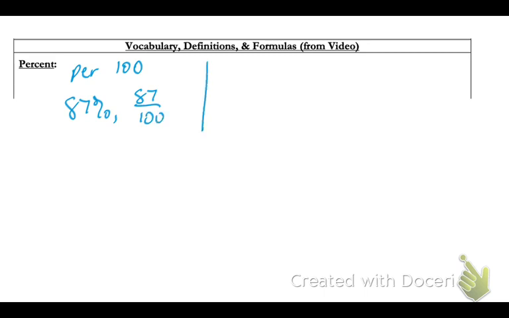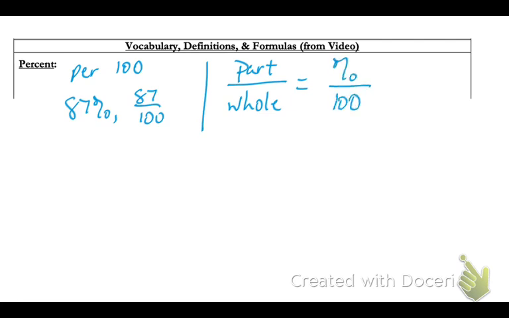Now, something we're going to be doing is we're going to set up a proportion to solve some of our percent problems. And so when we figure a percent, we take the part and we compare it to the whole. So if you got 87 points correct on a test out of 100, you would say 87 over 100. And then that's going to equal your percent.